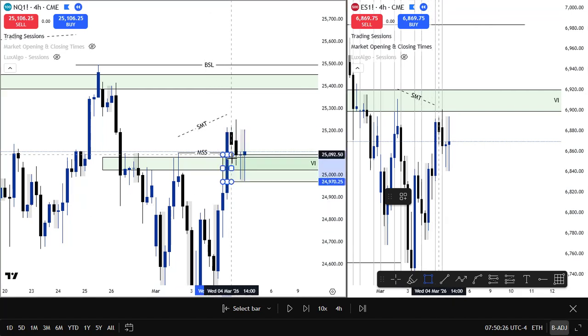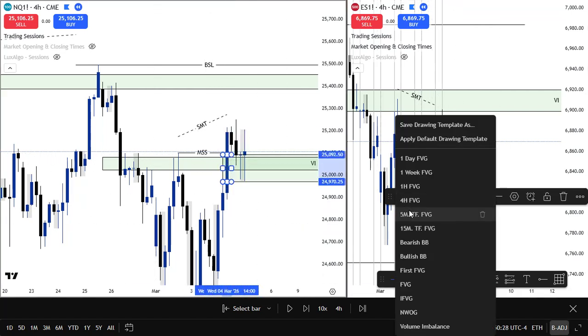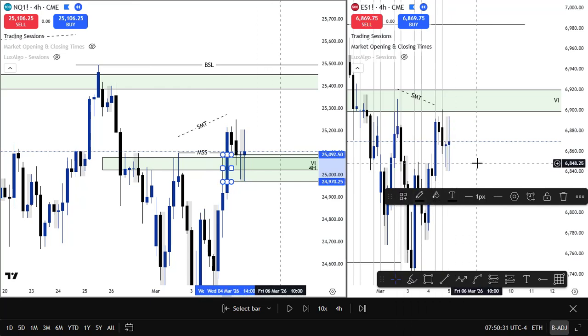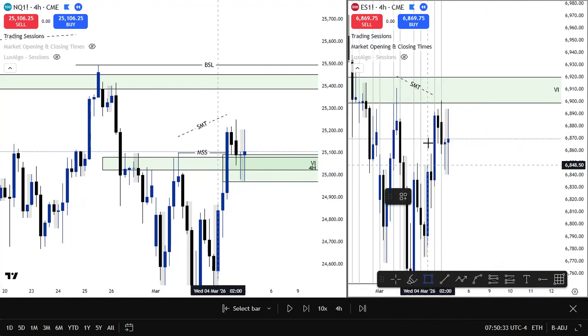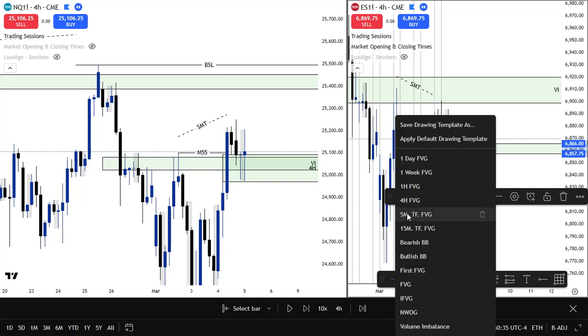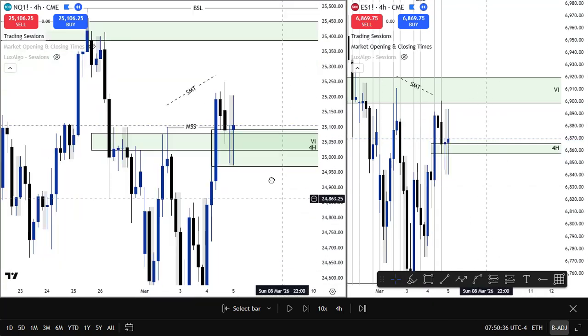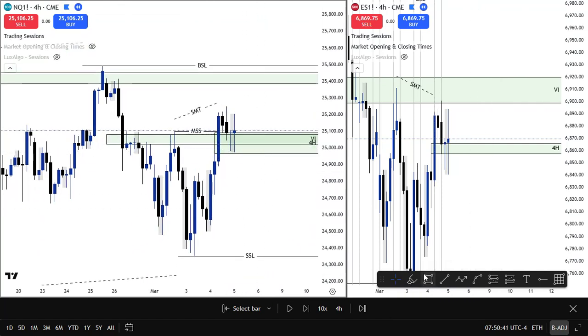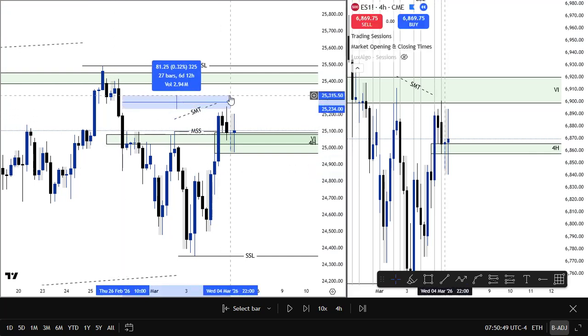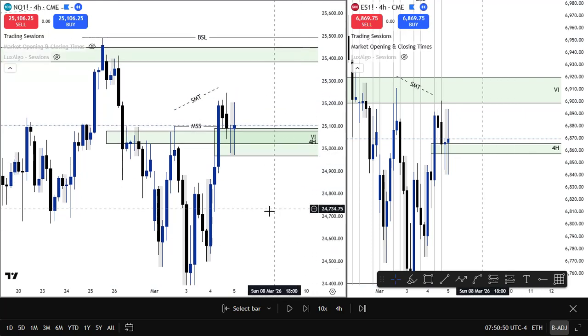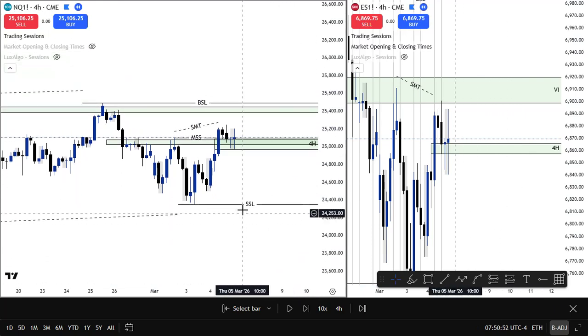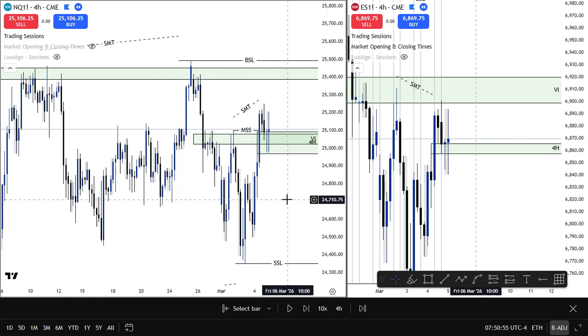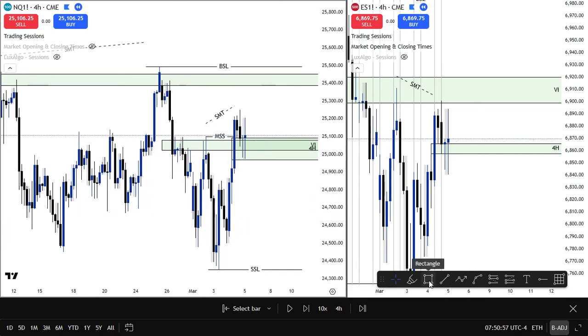I can also see this 4 hour time frame fair value gap on both charts. Multiple fair value gaps here. Do I consider them? I might. I might consider them.